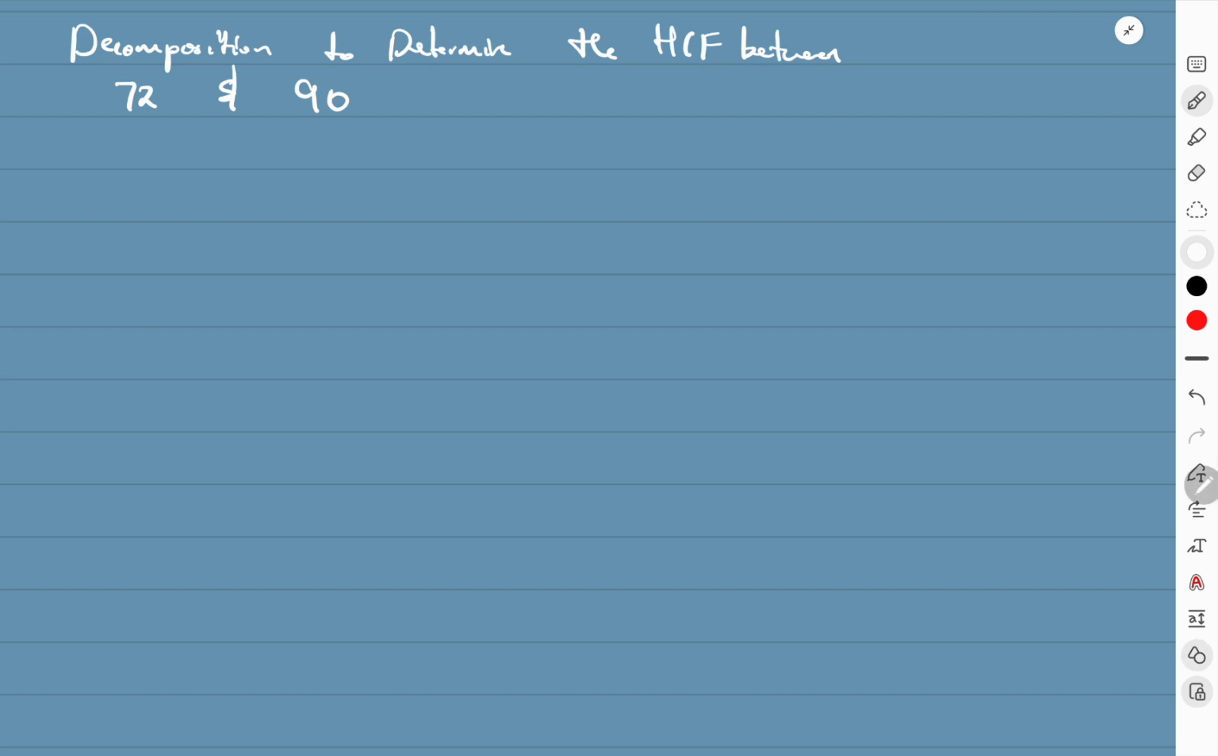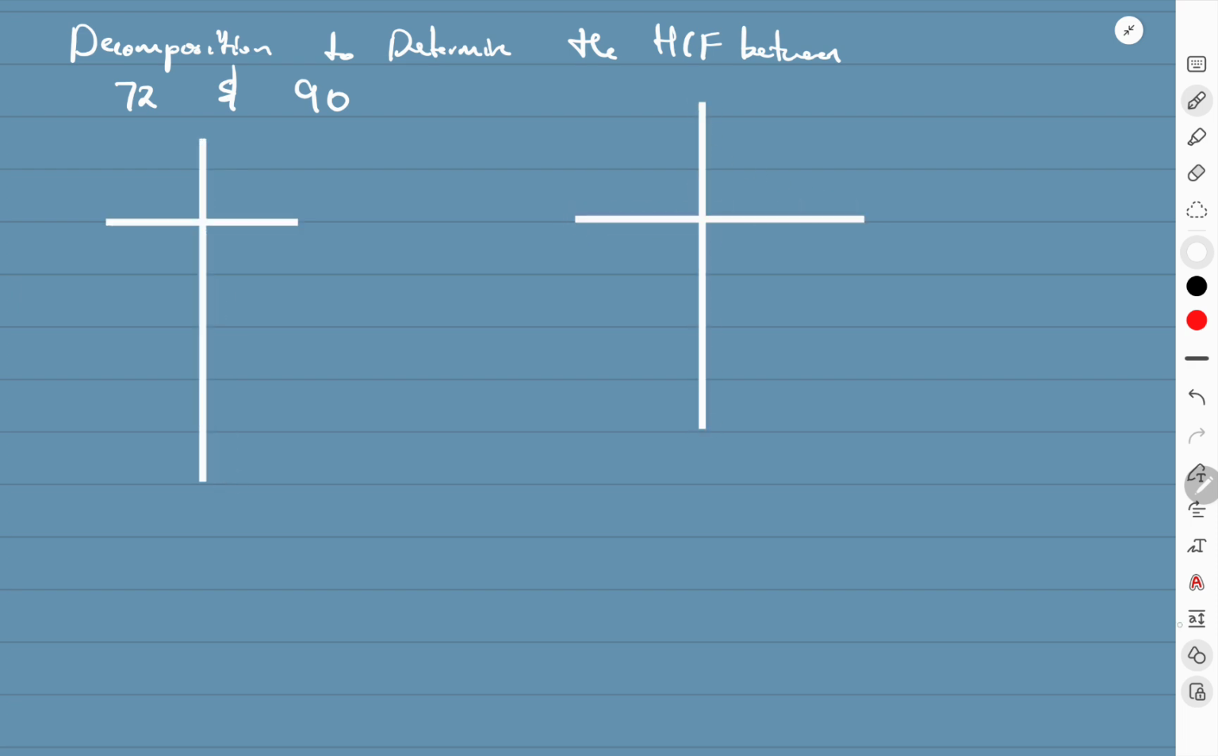So it means I'm going to start with the 72, have a cross for 72, and I'm going to have a cross for my 90, right? After doing that, I'm going to have a 72 this side and 90 this side. I'm going to start with the 2. Can a 2 go into 72 without leaving a remainder? The answer is yes. It means I'm going to have a 2 which goes 36 times.